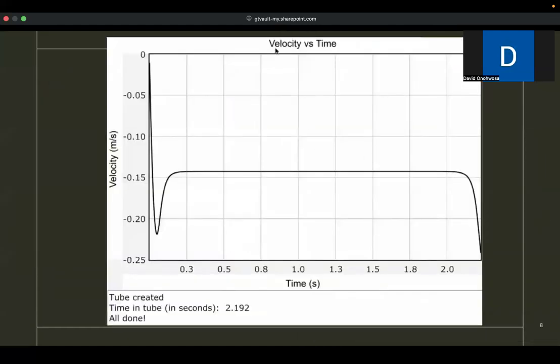And here's a graph of the velocity versus time that I got. So as you can see, right here, our velocity remains constant, and that is the force of gravity and the force from the induced current evening out. So there's no change in velocity on the magnet, and then the time in the tube.